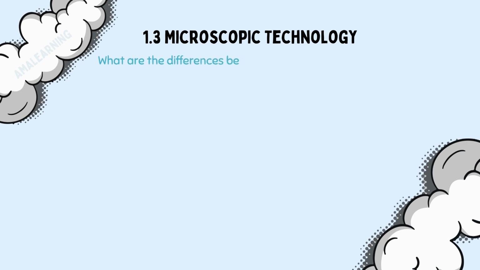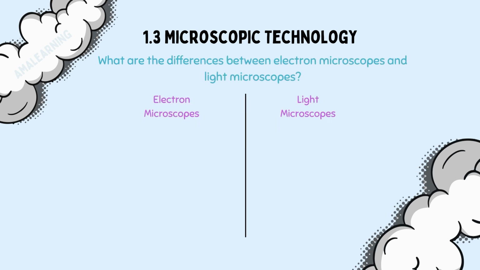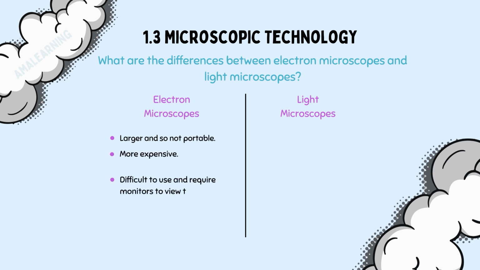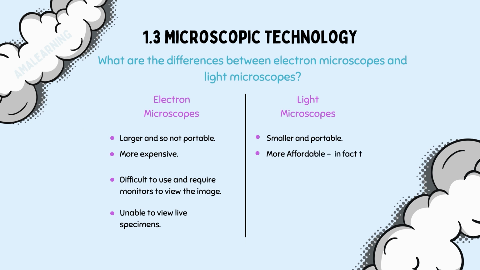What are the differences between electron microscopes and light microscopes? Electron microscopes are larger and so not portable, more expensive, difficult to use and require monitors to view the image, unable to view live specimens. Light microscopes are smaller and portable, more affordable, in fact they are relatively cheap, much easier to use, able to view live specimens.